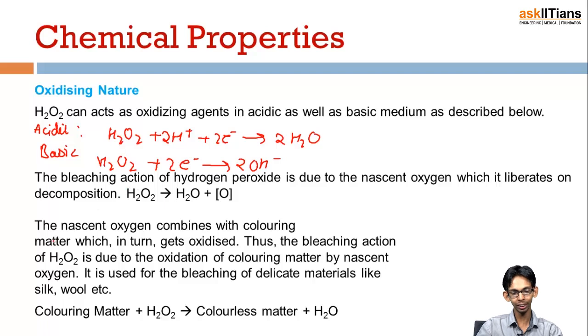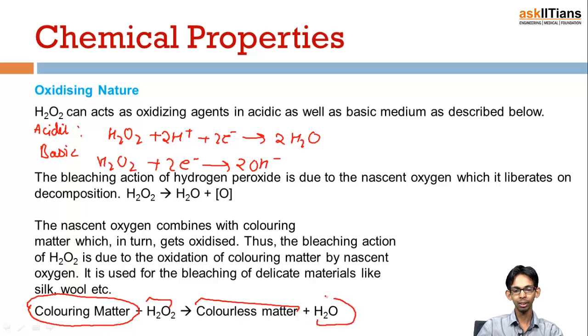So what is done in bleaching? Let's say we have a fabric on which there is some stain and we want to remove that stain. That stain is coloring matter. When that coloring matter comes in contact with hydrogen peroxide, we get colorless matter and we get water molecule. That means this coloring matter is oxidized, because of which it now becomes colorless matter. So it has bleaching properties also.